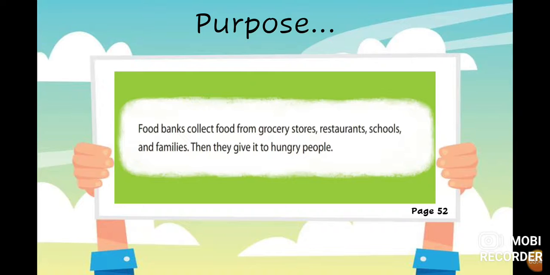For example, the purpose of this program is the food bank. They have a food bank at school and they collect food from grocery stores, maybe from supermarkets, from restaurants, from schools, or maybe a family that wants to collaborate with this kind of project, and then they give it to hungry people. That means the children that need to eat on weekends and also on holidays.